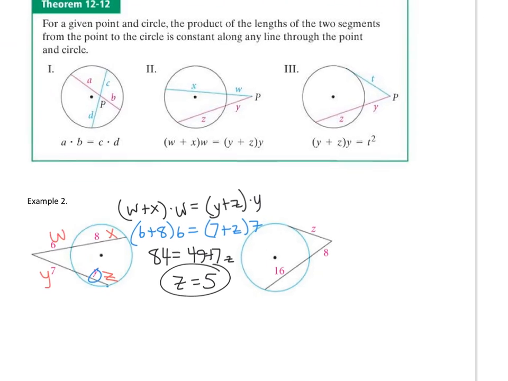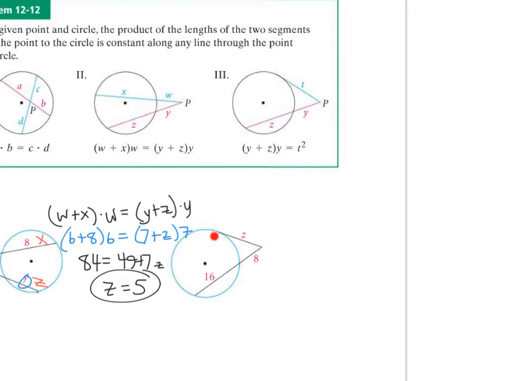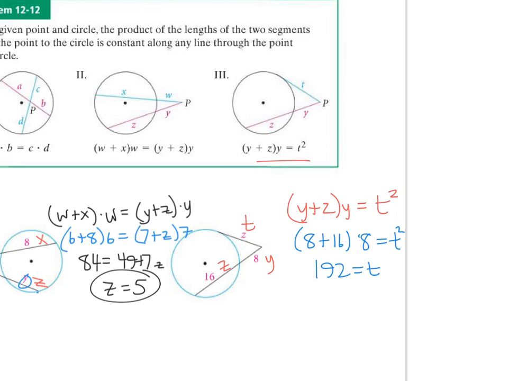And for the second one over here, this is a secant and a tangent, so it matches up with this one. So even though there's a z that's outside right here, I'm going to call this t so I can use the formula. And this would be z, and this would be y. So I'm going to write the formula, y plus z times y equals t squared. So y is 8 plus 16 times 8 equals t squared. So this is going to be 192 equals t squared. Depending on if it tells you to round to the nearest tenth or exact, you could break this down. This breaks down to 6√6.